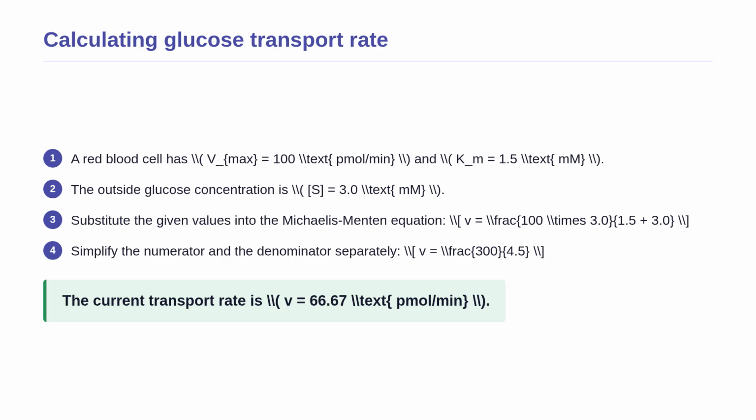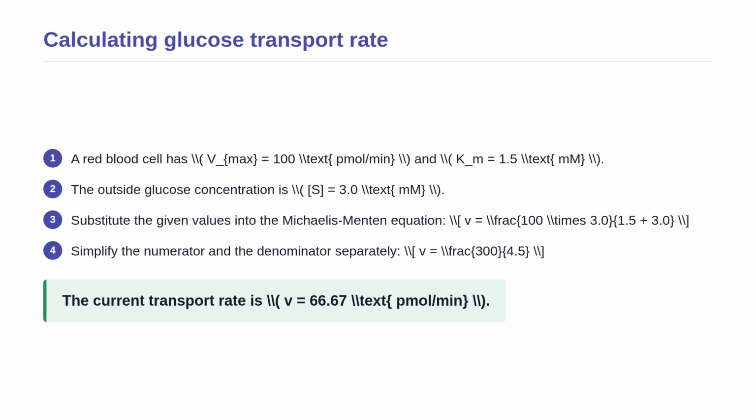Let us see this formula in action with a concrete example. We are looking at a human red blood cell using the GLUT1 carrier protein. We are given that the maximum transport rate, Vmax, is 100 picomoles per minute. The Michaelis constant, Km, is 1.5 millimolar. The current glucose concentration outside the cell is 3.0 millimolar. We need to find the current transport rate.